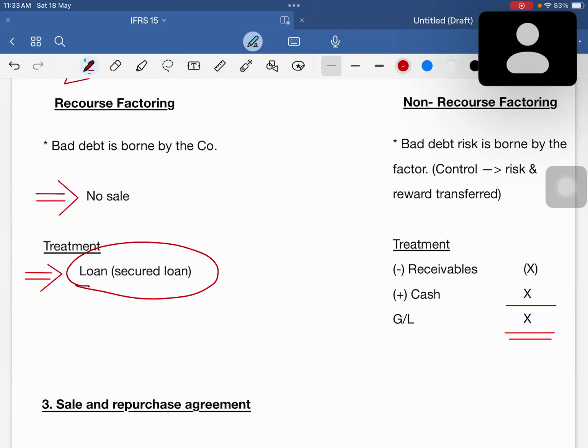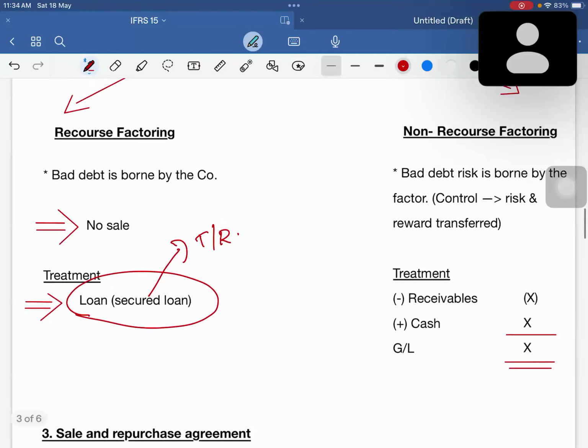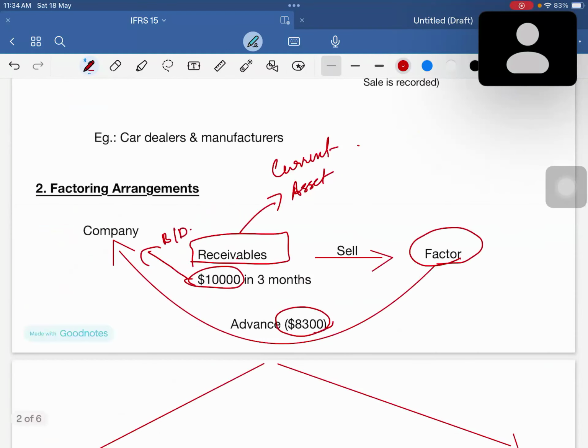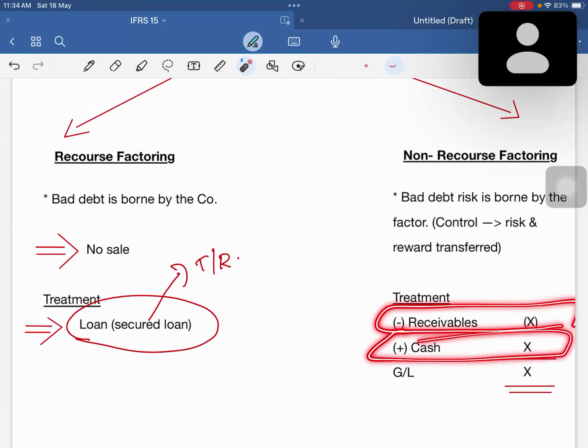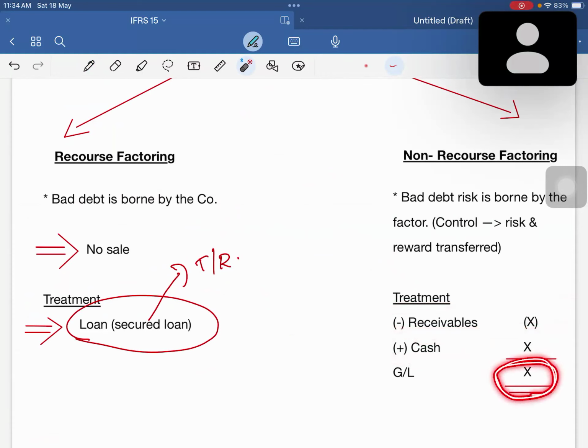Okay. And this secured loan is going to be secured with your trade receivables. Understood? Now, non-recourse factoring. In non-recourse factoring, when you sell the 10,000 receivables, you're actually transferring all the risk and control related with the receivables. That means you have no right over those things once it's done. So you're going to deduct those things from your receivables, add the cash back in, and the gain or loss would be realized. Clear? In most of the cases, it is loss only.